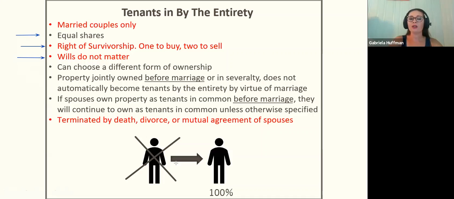So the test is going to trick you and say that this spouse has a will. They'll name the children. That person dies. What happens? Doesn't go to the children. It goes to the surviving spouse.